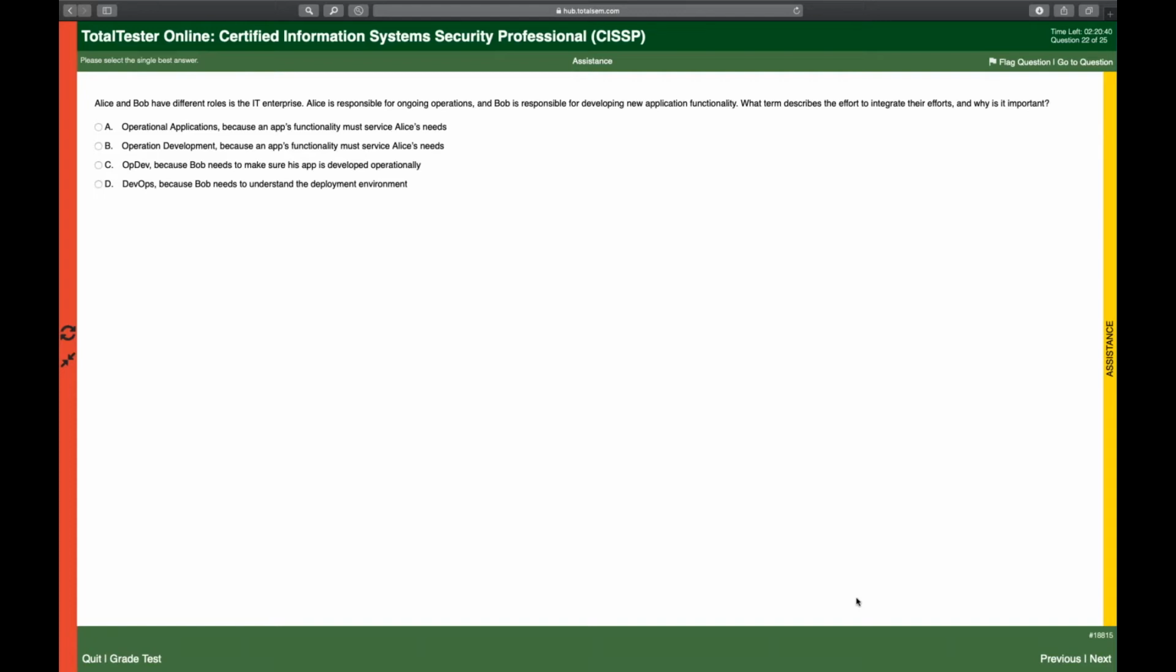Bob needs to understand the development environment. Bob is in the development environment. I would think Bob needs to understand the operations environment when he's developing. They said integrate. That's why I say DevOps. Yeah, I'm not too sure about that. Bob needs to understand the deployment environment. Deployment environment is the operations environment. Okay, yeah, I think it's definitely Delta.